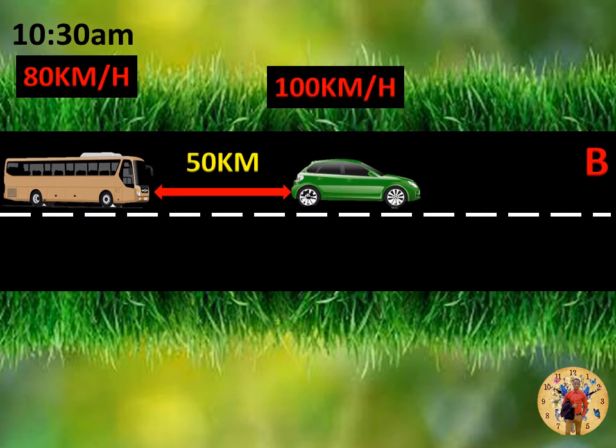The car at the same time is traveling at 100 kilometers per hour. So the two vehicles, because they're all moving now from 10:30 a.m., we use the concept of relative speed. Whenever two vehicles are moving in the same direction, the relative speed of the two vehicles is just the subtraction of the two speeds. So in this case, we will take 100 kilometers per hour minus 80 kilometers per hour. When you subtract that, the two vehicles are moving with a relative speed of 20 kilometers per hour.